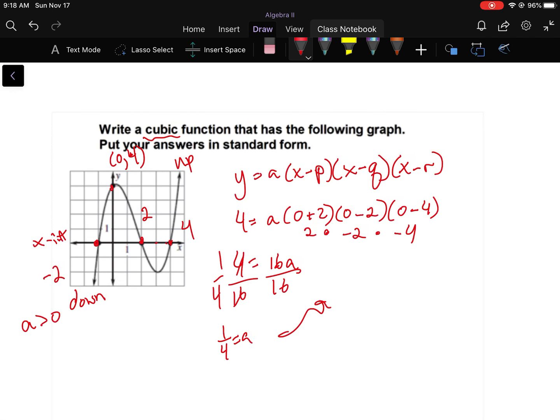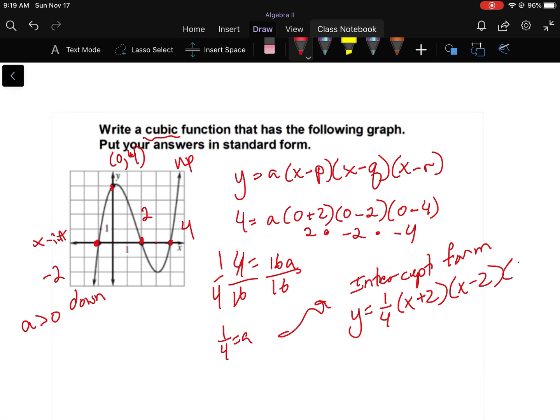So, in intercept form, my a value that I just found, I have my x. I go back and I put my 3 x-intercepts in there, and that's my graph in intercept form.